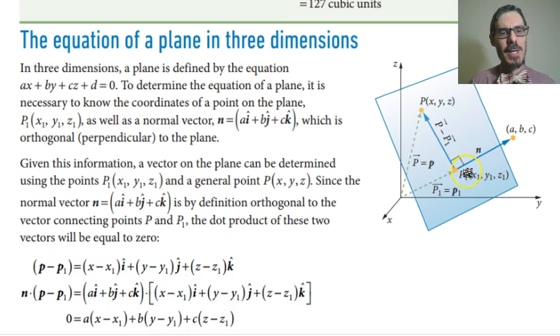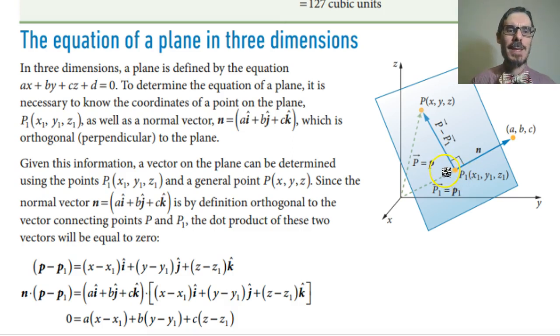It may take you a little while to get your head around this. I can define any plane in 3D space by having a point on the plane and a vector that's normal to that plane. And how do I go about defining it? I say any vector from P1 to P, which is P minus P1, dot product with the normal vector must be 0. Because then whatever vector I've created in that plane is at right angles to my normal. Any two vectors that are at right angles will have a dot product of 0.